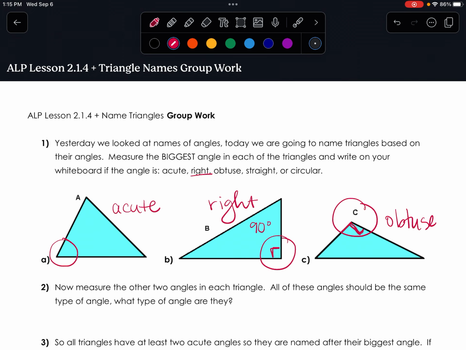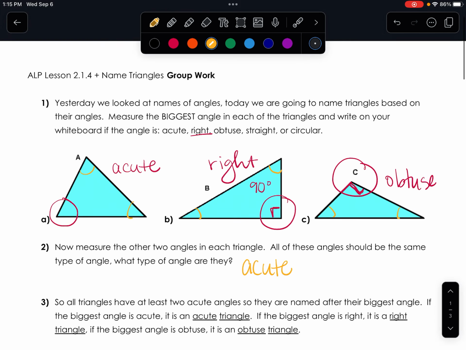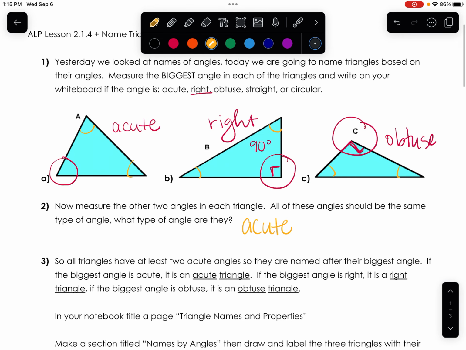These are the three types of angles that can occur in a triangle. All the other angles are all less than 90 degrees, so they are acute. So triangles always have two acute angles plus a third angle. If the third angle is acute, it's going to look like A. If the third angle is right, it's going to look like B. If the third angle is obtuse, it's going to look something like C. So those are your three choices for angle types.